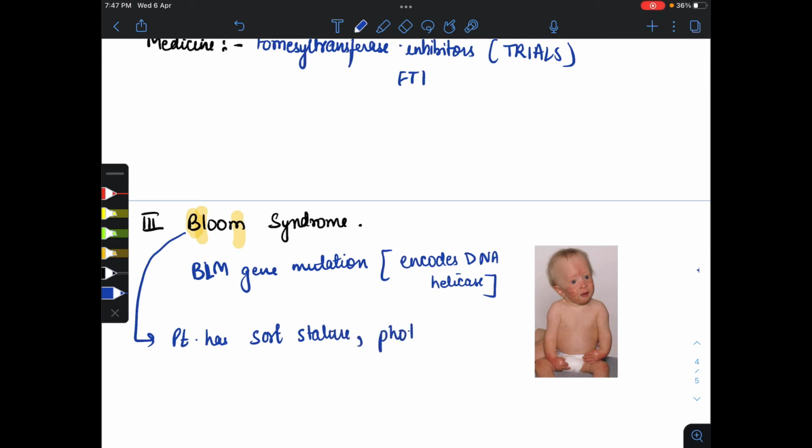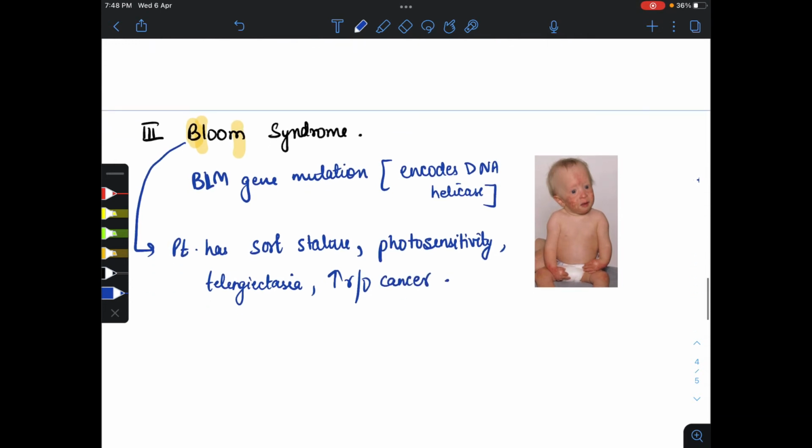He develops photosensitivity, and telangiectasia is there, dilation of vessels. There is an increased risk of cancers in Bloom syndrome patients. And please remember the gene, BLM gene mutation, means B-L-M, Bloom syndrome.